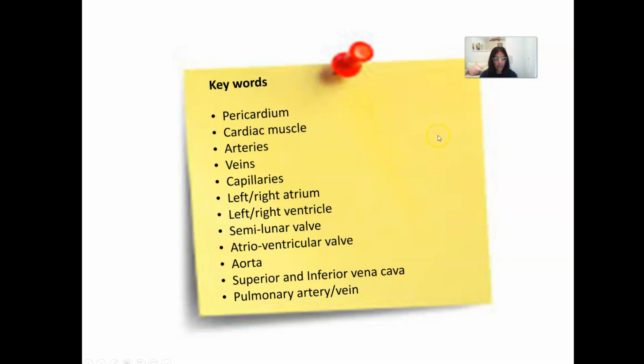We're going to be referring to the pericardium, which is the membranous sac that surrounds the heart, the cardiac muscle, arteries, veins and capillaries, the left and right atrium, the left and right ventricles, semilunar valves, atrioventricular valves, aorta, superior and inferior vena cava, and the pulmonary arteries and veins.